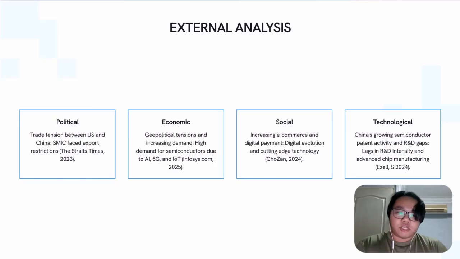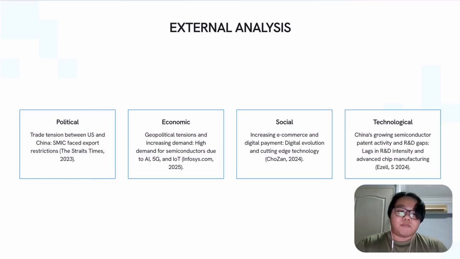For technological, China's patent activity has notably increased in 2021 to 2022. 55% of global semiconductor patent applications were Chinese in origin, and China's number of applications doubled America's. However, a significant gap remains as semiconductor industry R&D intensity shows that China's rate of 7.6% was just 40% of America's 18.8% and below European firms' 15%.